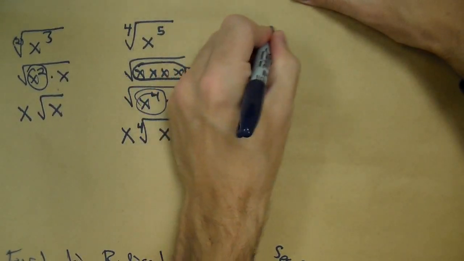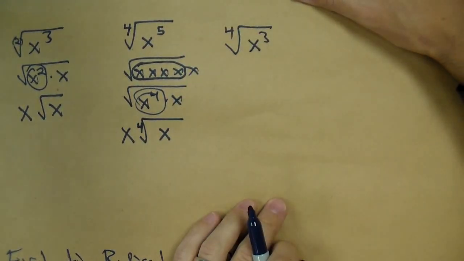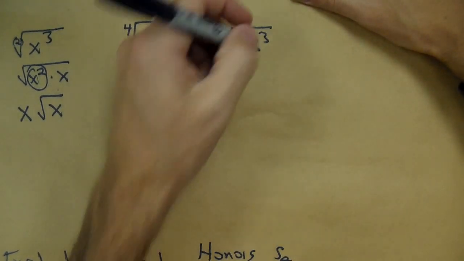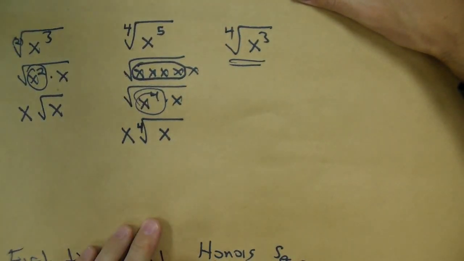Now what if we did something like the 4th root of x to the 3rd? This does not have 4 of them. I can't simplify that, so that is actually the simplest form. So we take that and let's start throwing some things together here.